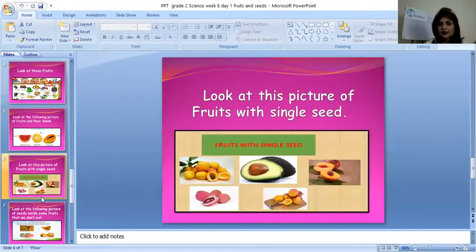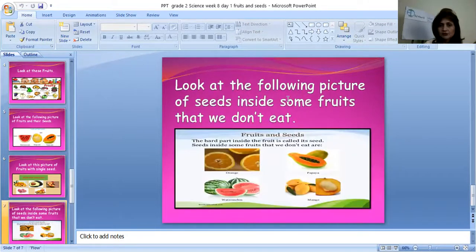Okay. Now, look at the picture of fruits with single seeds. See, these are peaches, these are plums. They have only one seed. Now, look at the picture of seeds inside some fruits. The hard part inside the fruit is called its seed.